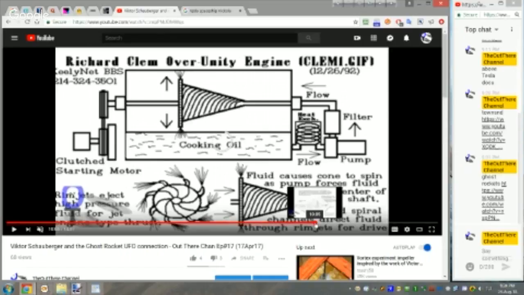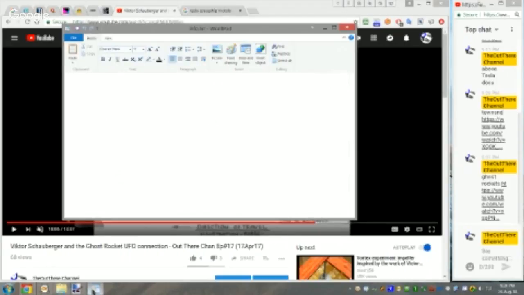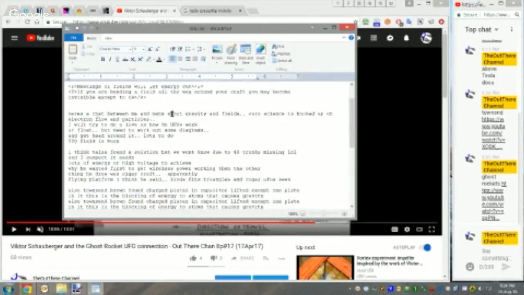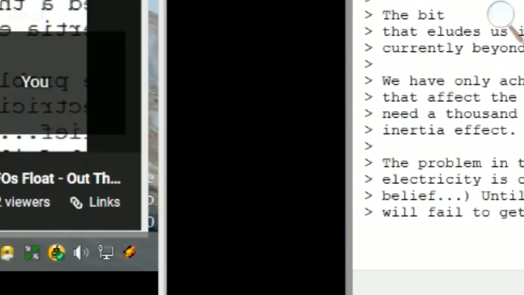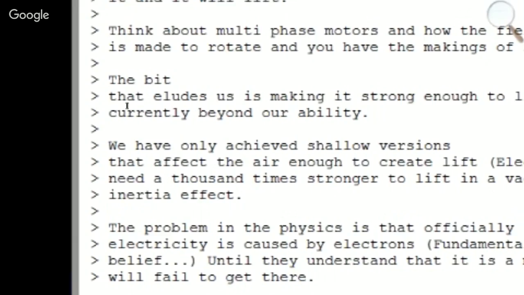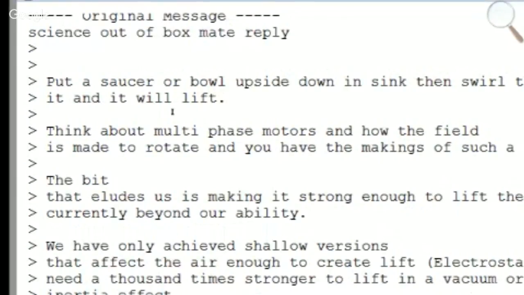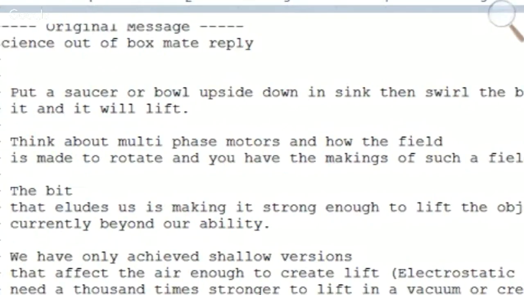So all these ideas are sort of all connected. It's talking about energy difference. And I was talking to my mate on email who's a bit of a scientist, and this is what he said. His ideas might be slightly different than mine, but we have roughly the same idea. So I asked him, how would you draw a flying saucer with this energy difference? And he said, put a saucer or bowl upside down in the sink and swirl a brush above, and it will lift.